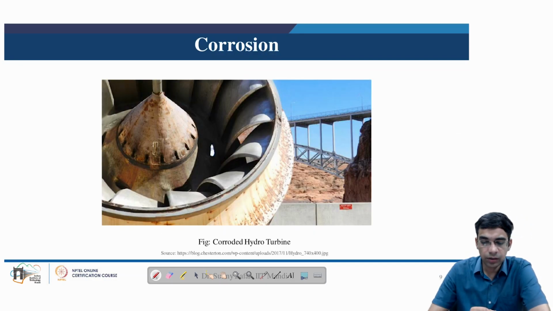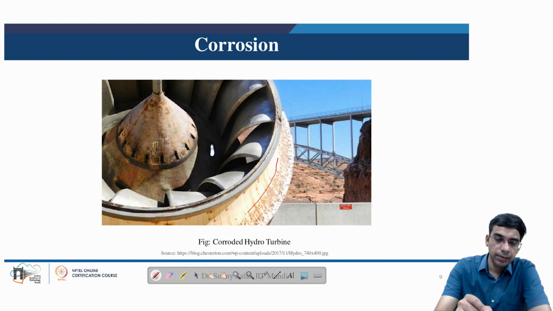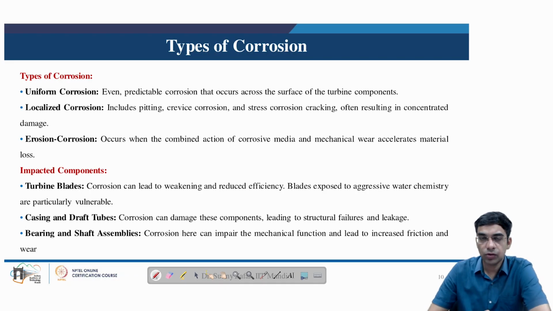Here we can see how corrosion affects a hydro turbine, where we can see the corroded parts on the runner and the blades of the hydro turbine. Corrosion is another important challenge in case of hydro turbines. There are different types of corrosion which can take place, and corrosion, as we know, is a surface induced phenomenon. There can be uniform corrosion, which is even and predictable, and this type occurs on the surface of the turbine components.